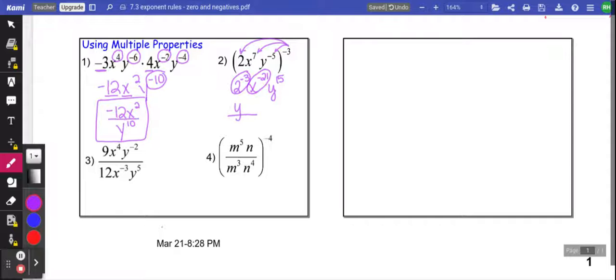So on top, I have y to the 15th. On the bottom, I have 2 to the 3rd. X to the 21st. Right? Now I can solve 2 to the 3rd. Simplified, so I have to keep going. So y to the 15th on top. 2 to the 3rd is 8. And then x to the 21st.